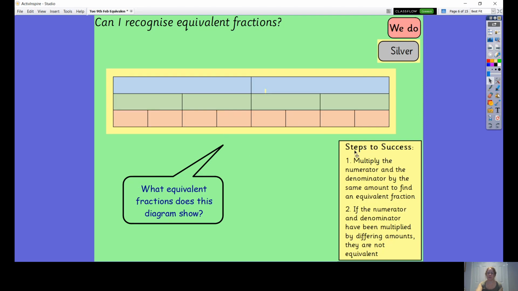Right, let's have a little look at this one then. So can you do the same thing again? Pause it, have a little look. What fractions does this diagram show? And then, same as before, can you spot any equivalent fractions? Okay, off you go.